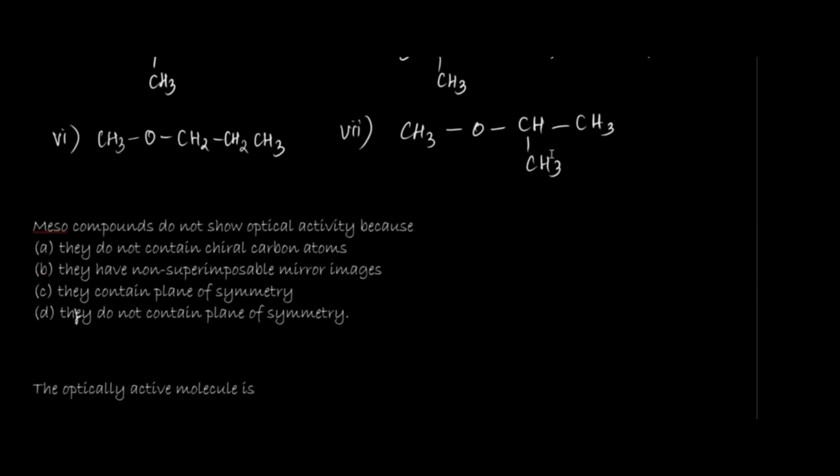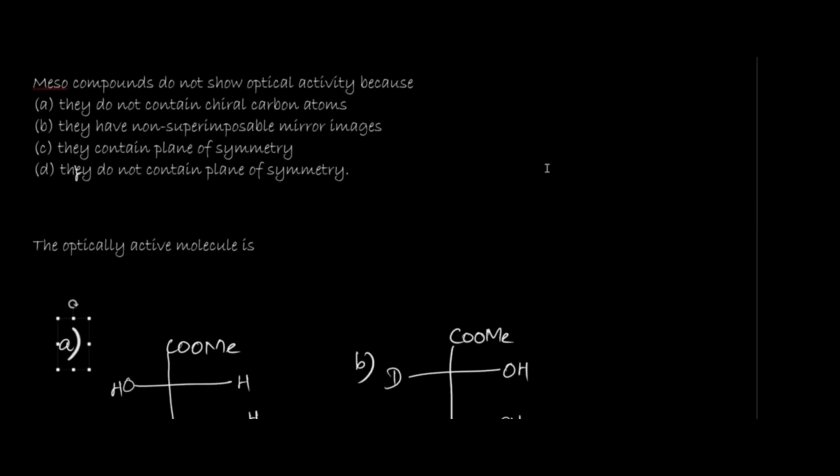Now let's move on to the next question, that is asking why meso compounds do not show optical activity. They do not contain chiral carbons? No. They have non-superimposable mirror images? No. They do not contain a plane of symmetry? No. They contain a plane of symmetry. So that is the answer for this question.